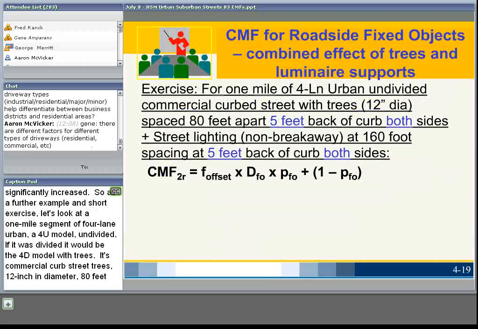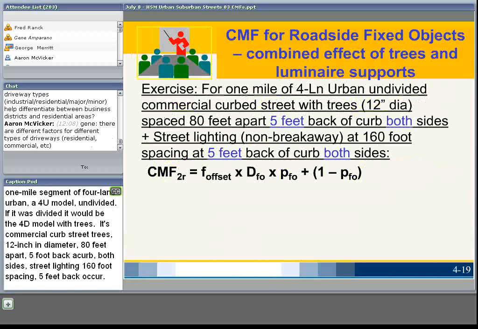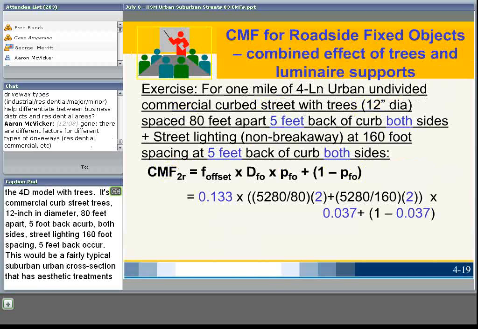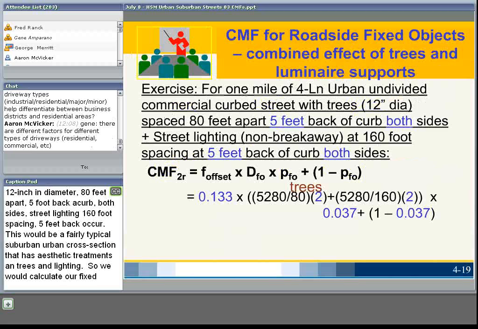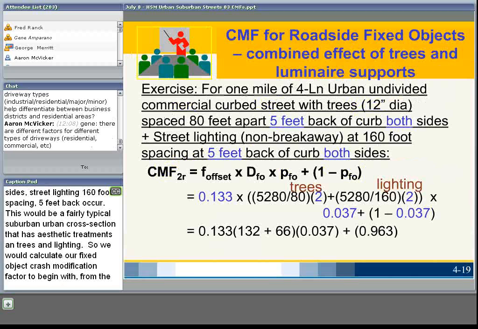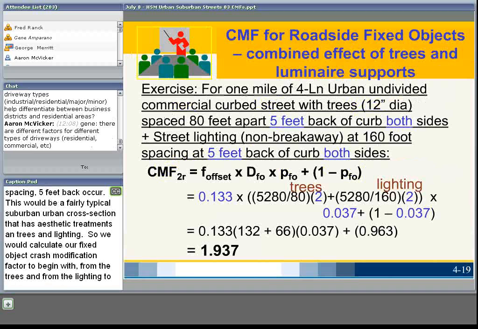So as you can easily see, the effects of parking are huge and significant. The effects of roadside fixed objects are huge and significant. And when you add in lighting poles and trees in the suburban and urban environment, you may expect the predicted crash frequency to be significantly increased.